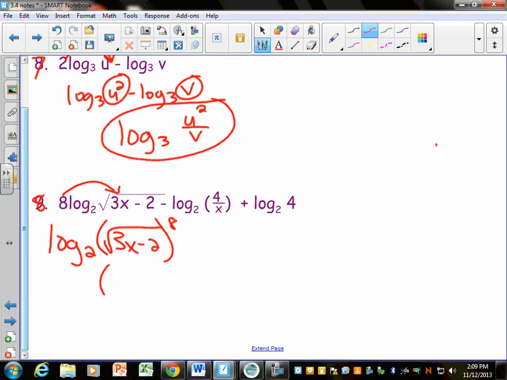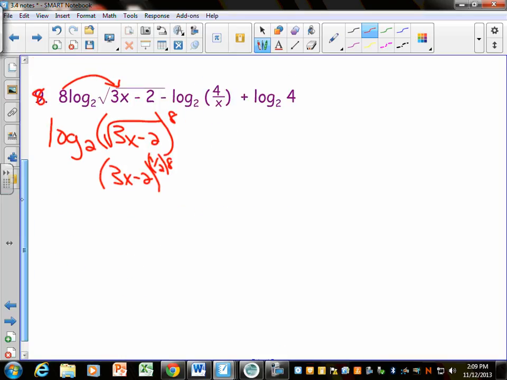So this would really be like saying 3x minus 2 to the 1/2 power to the 8th power, which means what power is that really? Just to the 4th power, right? The square root is kind of like half times 8. So really that's just log base 2 of 3x minus 2 to the 4th power. And then you tell me what you want to do. Do you want me to just rewrite all this?